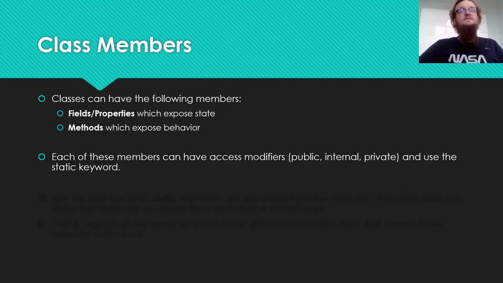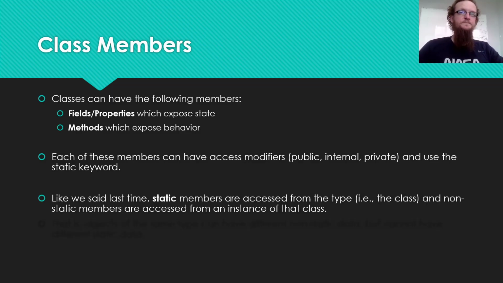And so each of the members, be they fields or properties or methods, can have access modifiers, which tell you what other classes and what other methods have access to them. They can be public, which is exposed to everything. They can be internal, which is exposed only to the same assembly, which we'll get to in just a second. Or they can be private, which is exposed only to the same class or the same object. And each of these things can choose to use the static keyword or not. We touched on static just a little bit last time. We're going to go into a little bit more depth this week.